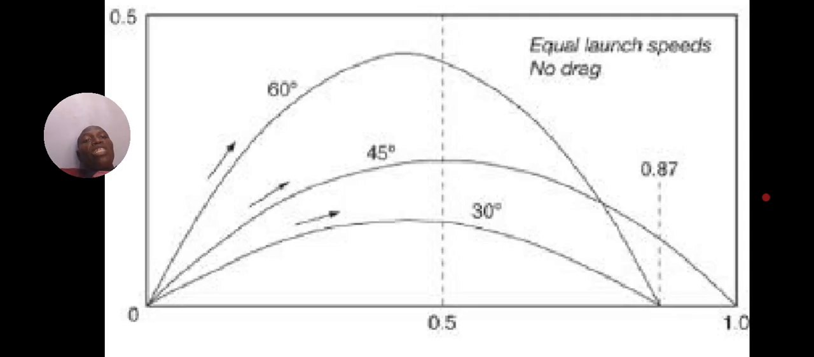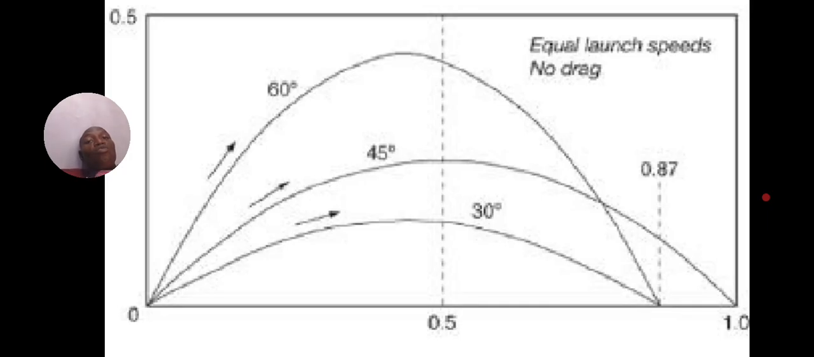Let's assume that it is stones that have been thrown and they follow this pattern. Now, the first stone, the one at the top, is at 60 degrees. Do you see where the stone fell? It fell at 0.87 meters. Now look at stone 2. Stone 2 follows a 45 degrees angle. Do you see where it stops? It stops at 1.0 meters. Now look at stone 3, thrown at 30 degrees, and look at where it stopped, also at 0.87 meters. So of the 3 stones, which one covered the maximum range? It is stone 2, which was thrown at 45 degrees.